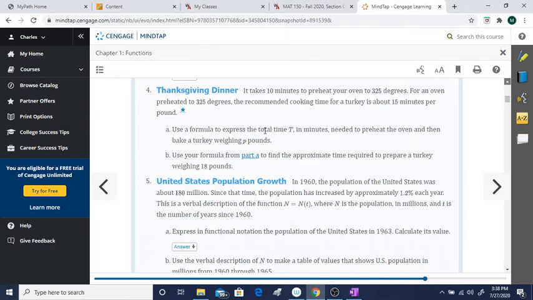So in part A, it's asking you, give me a formula. Give me a good formula. And I want you to use T for total time. And it's wanting you to use P for pound. So that's going to be your 2 letters. Part B is what happens when it's 18 pounds.